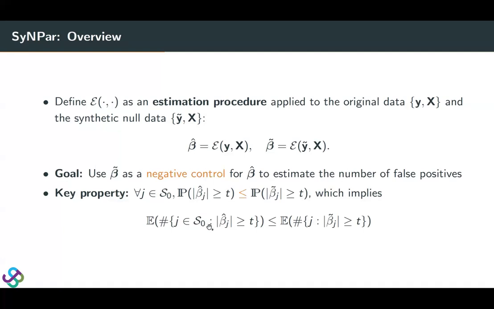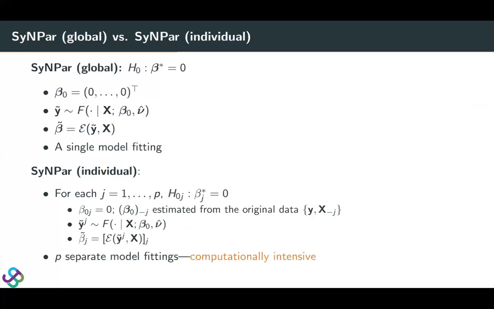That is the goal. In other words, given the same threshold, we hope the negative control to have heavier tails than the original estimates on the null features. So we consider two types of null hypothesis: the global null, in which we set all features to have zero effects. This is simple because we just need one model and generate the synthetic null data from this one model. In other words, we just need one model fitting to get a nuisance parameter estimate from the original data, and then generation.